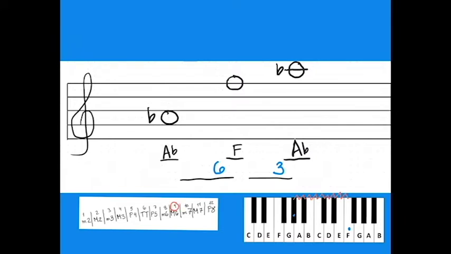9 half steps correlates to a major sixth. So we're going to go ahead and add in the quality here. So this is a major sixth. Now let's look at our inverted interval.